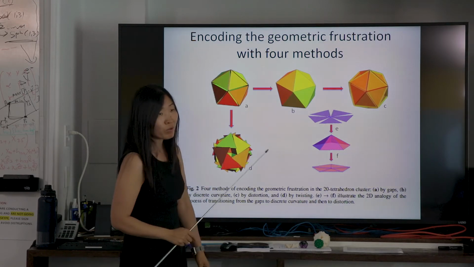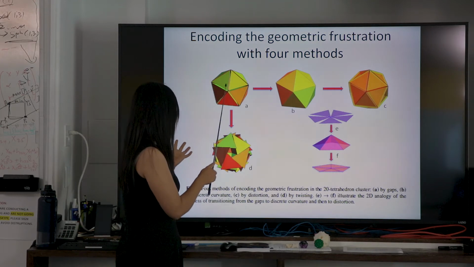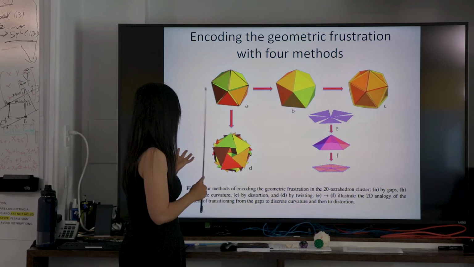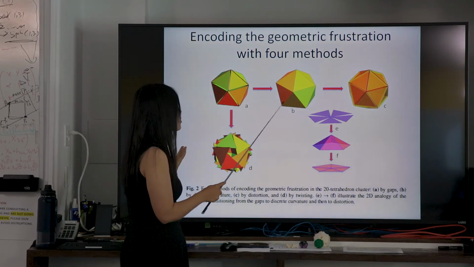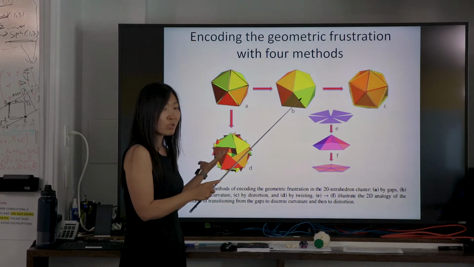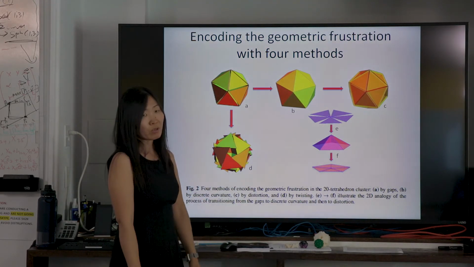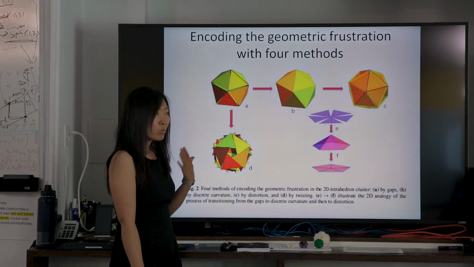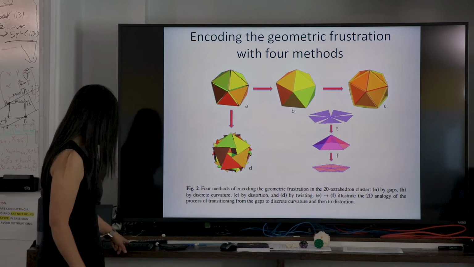That is also 15.5. So just remember, from the gap to the twisting and from the gap to the discrete curvature, there is an interesting kind of phenomenon there. They have the same transformation angle, and they have the same resulting joint angles. And how is that? Is that just a coincidence? So that's what I'm going to talk about.